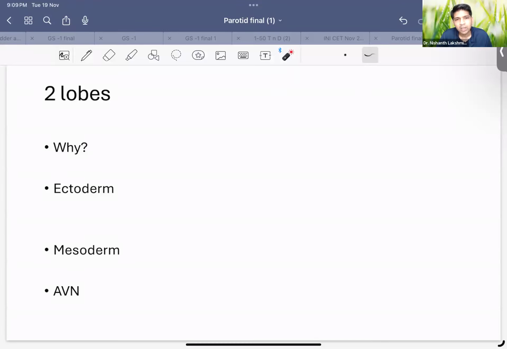Excellent answer, Samir. So basically what happens is when you have a gland, you have the secretory part of the gland and you have a capsule surrounding it. Now the secretory part is what arises from the ectoderm. The gland per se arises from the ectoderm, whereas the capsule arises from the mesoderm.